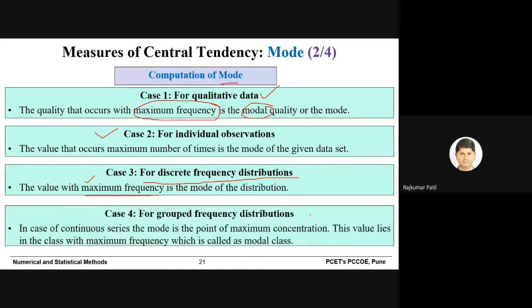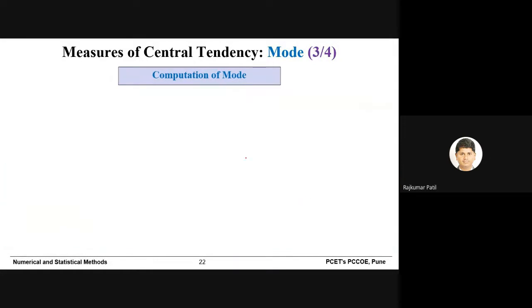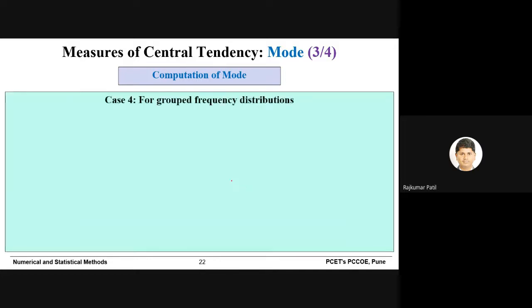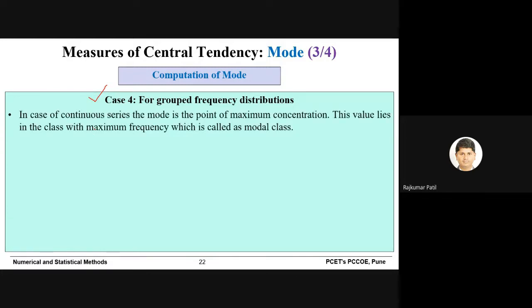Again, for grouped frequency distribution, which is in general a continuous series, in this case the mode is the point of maximum concentration. So we saw one example that if this is the distribution, then the middle values will be the mode. Then there should be some mathematics. Only with the graphical way we cannot calculate the mode. So for a grouped frequency distribution, we will try to find out the values.